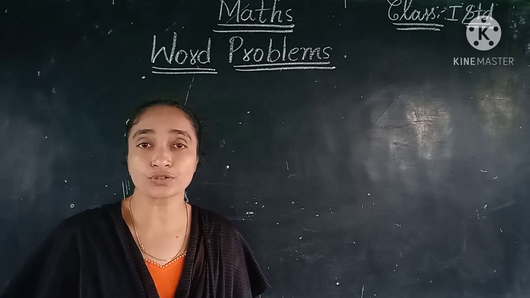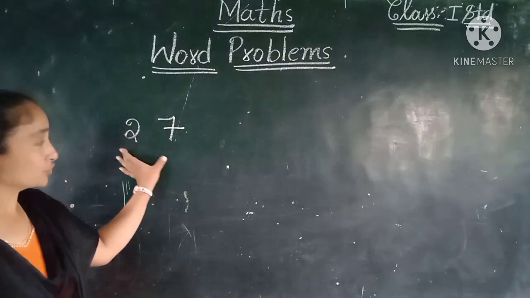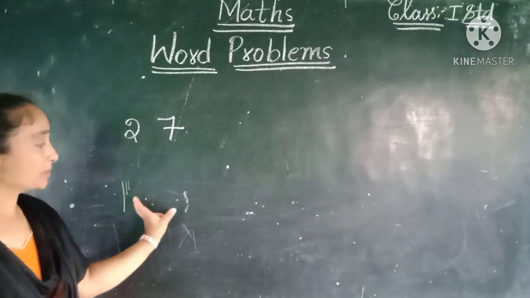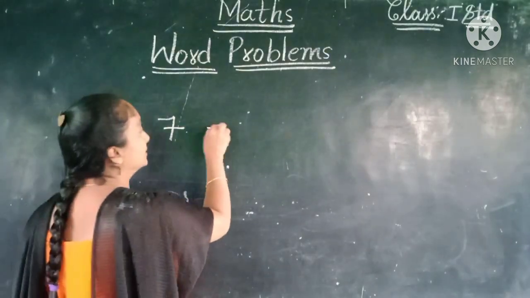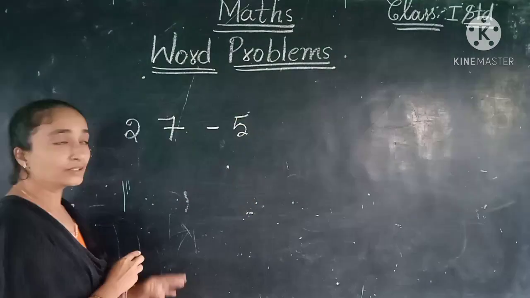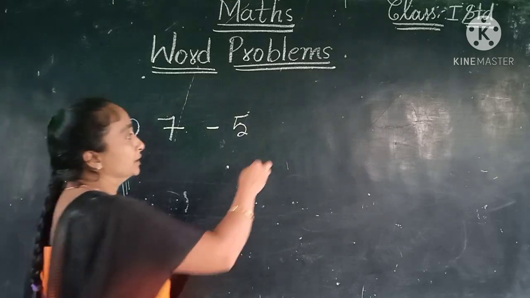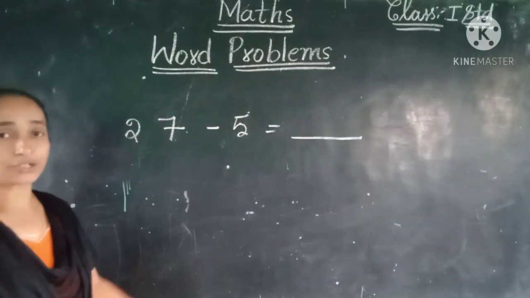So what should we have to do, children? Yes, we have to do the subtraction. From the total, if you subtract the 5 members, how many members are present, that we will get as the answer. So 27 minus 5 we should do. Okay, children, so like this we can do. First of all we have to do it in vertical subtraction.